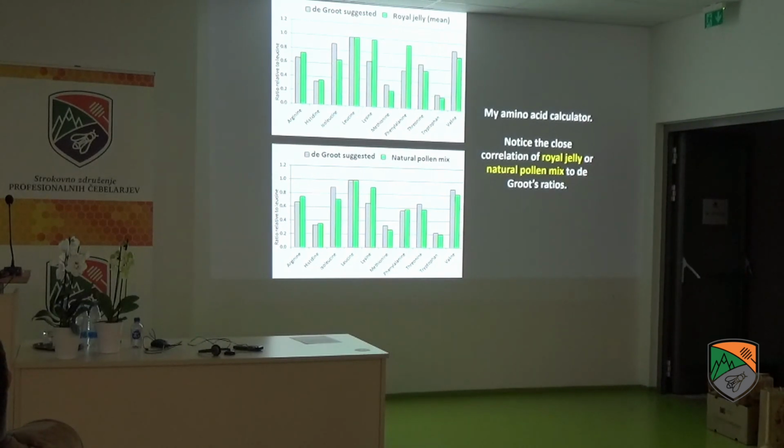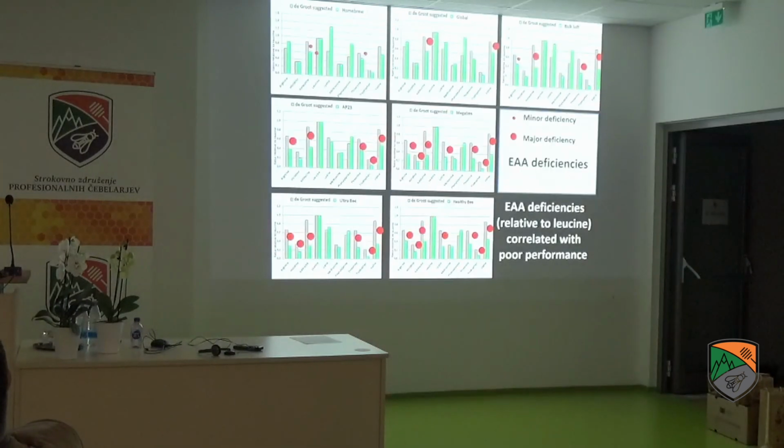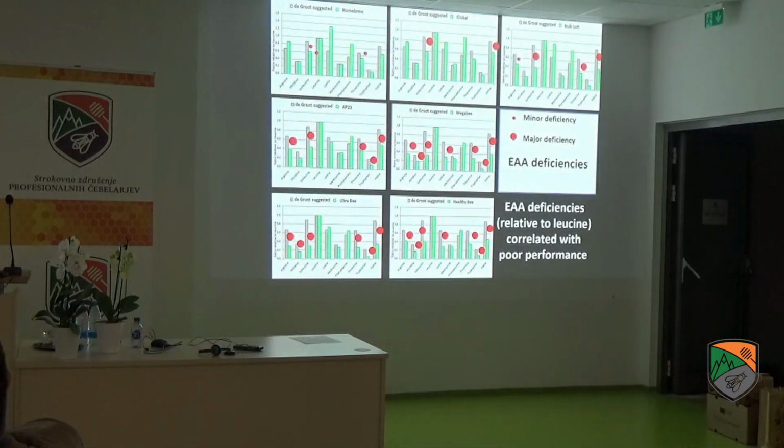So now let's look at all these artificial diets. And what I did is I ranked these from the best performing down to the poorest performing, and down here with any minor deficiencies with a small circle and major deficiencies with a large circle. You notice the pattern? The more deficiencies there were. This is all published. It's on my website. The more deficiencies, the poorer the growth.